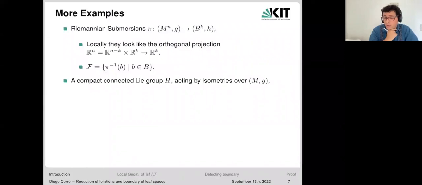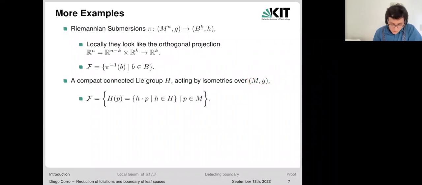Another large class of examples is given by a connected Lie group H acting by isometries on a Riemannian manifold. Here our foliation is given by the orbits of the action. So we fix a point, and then we translate it by all the elements in H, and that's the orbit. Then we do it for every point, and that's our partition of the manifold. One can show that when the group is acting by isometries, the orbits are going to be equidistant to one another, and moreover, the algebra of H is going to give us the vector fields spanning the foliation.